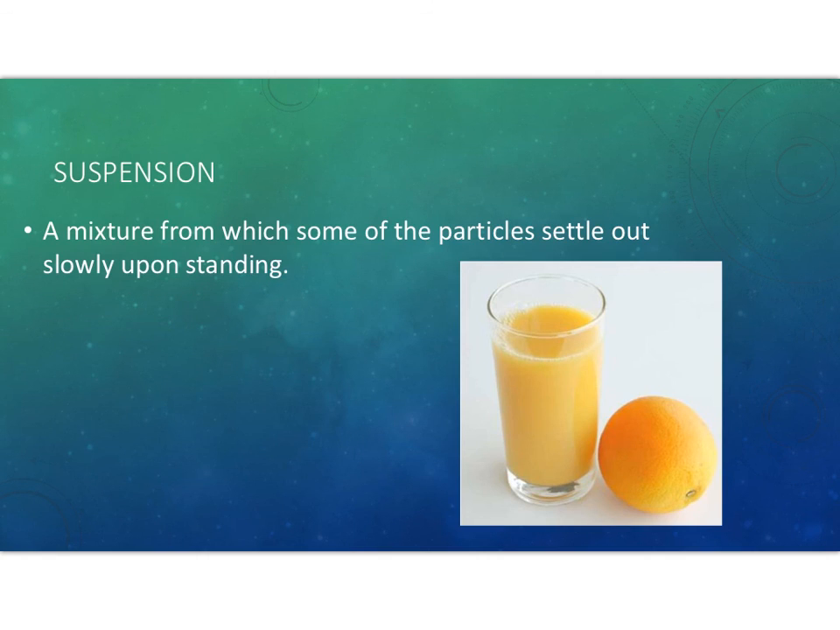Another example of a heterogeneous mixture is a suspension, a mixture from which some of the particles settle out slowly upon standing. If you think about a glass of orange juice, if you pour yourself a glass in the morning, the very first thing you do when you take that carton or the jug of orange juice out is give it a good shake. We give it a good shake because at the very bottom of the container is where all the good stuff is.